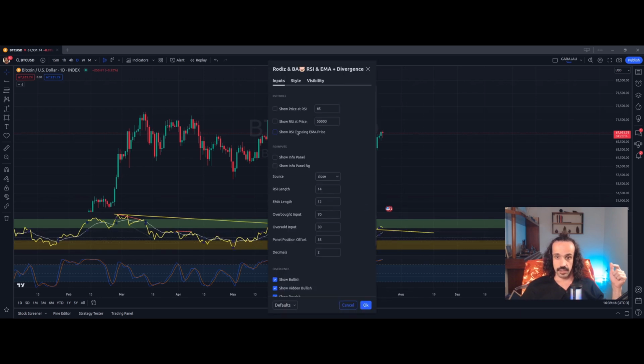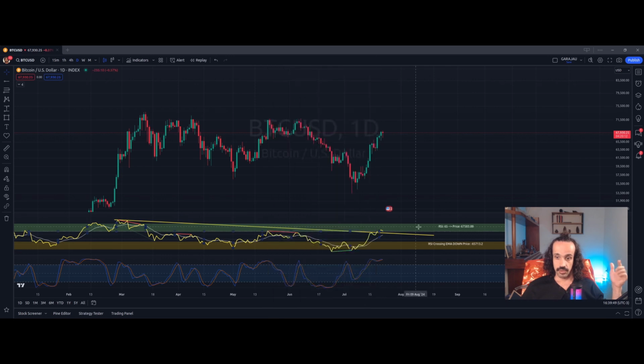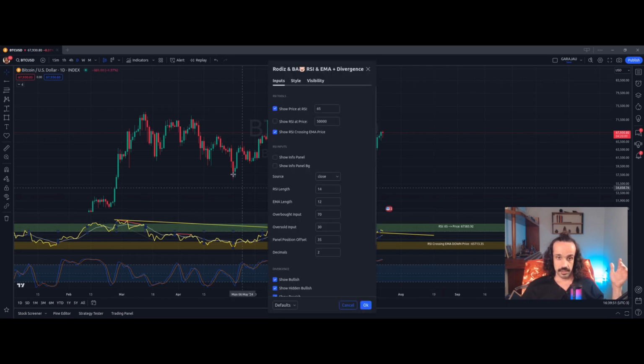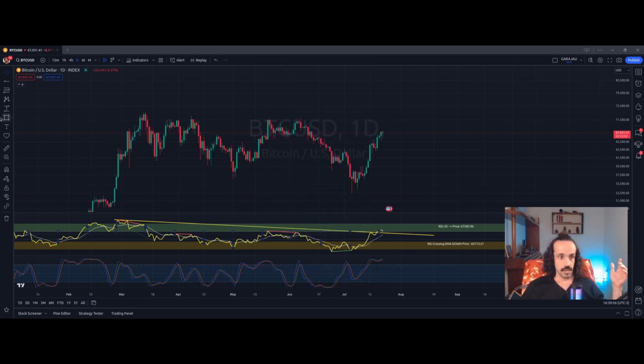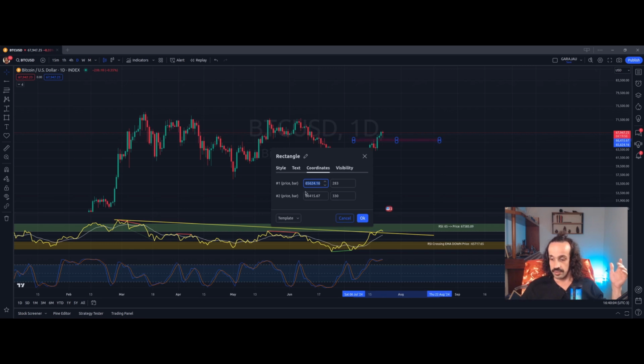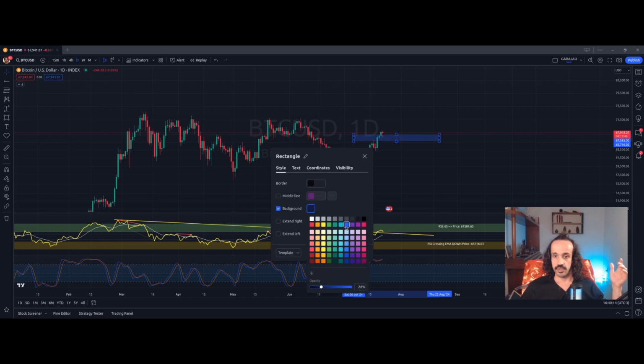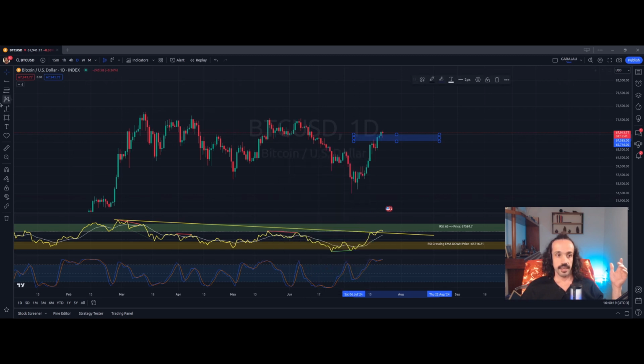So let's get to numbers. We need to work with numbers, and I love this indicator. This is Roddy's NBA RSI and EMA plus divergence. We can put this support block around 67,585 and 65,716, and let's make it in the bluish color. Cool, here we go.